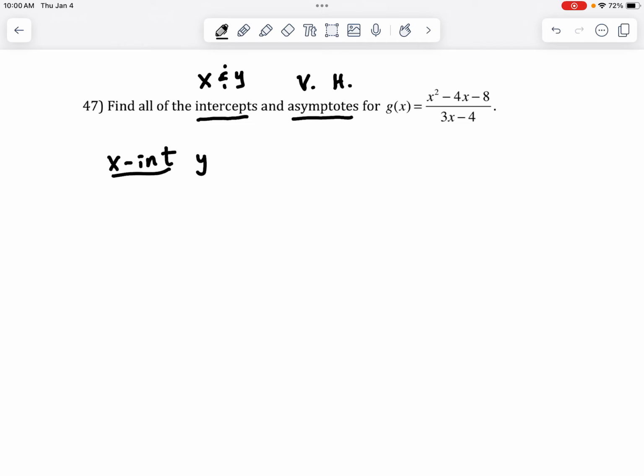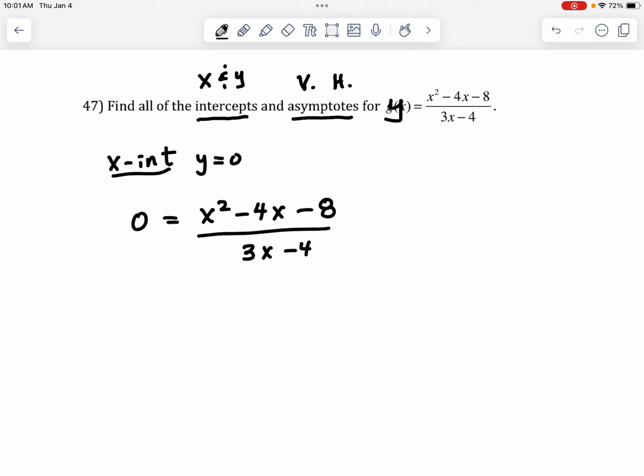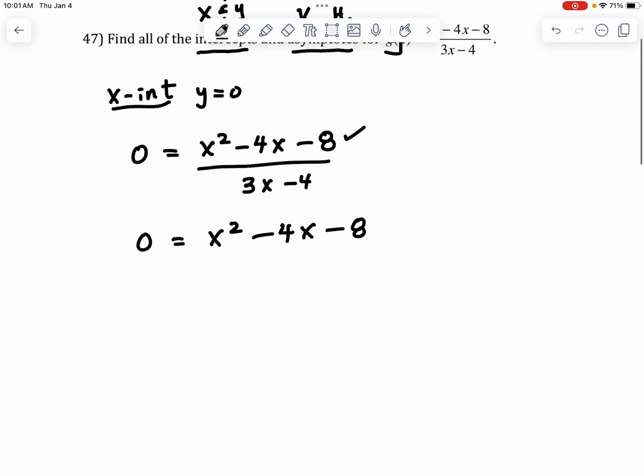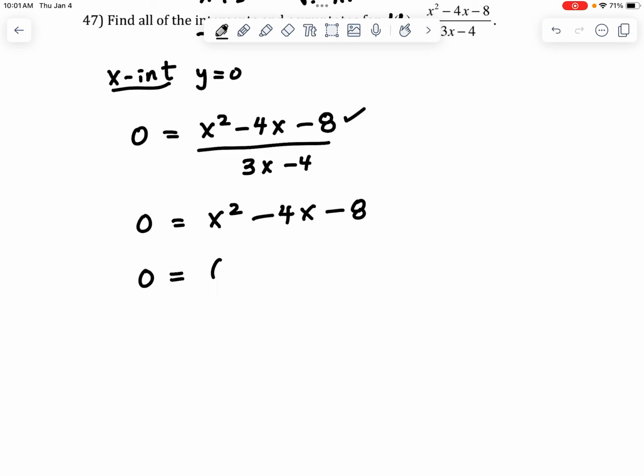Okay, so for the x-intercept, that means you put y equal to 0. So basically we're saying this is y and set it equal to 0. So that means 0 equals x squared minus 4x minus 8 over 3x minus 4. So when does the function equal 0? Well, the good news is the only way that a fraction equals 0 is if the top equals 0. So you could just have the top equals 0. We could always do the quadratic formula, but it might be faster if we factor. So let me try to factor.